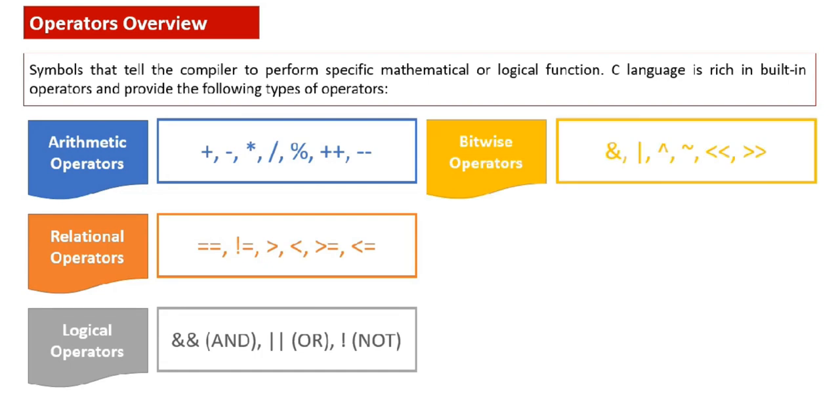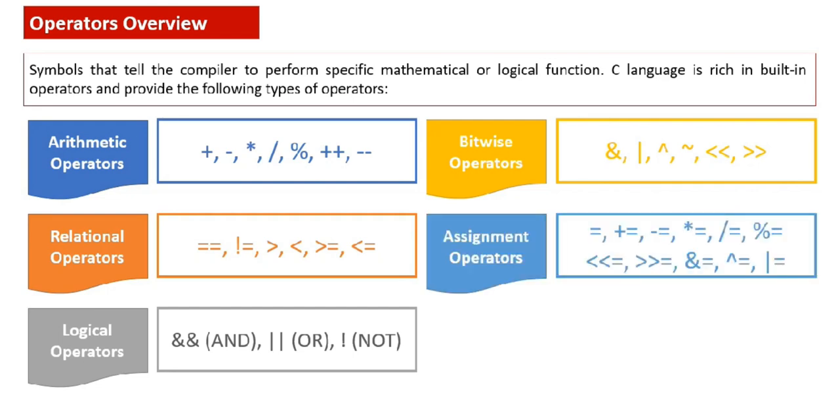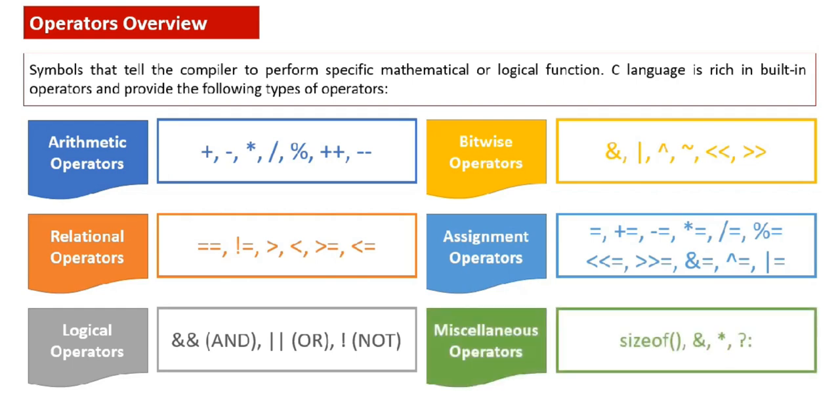Bitwise operators: ANDing, ORing, XORing, complementing, left shift, right shift. Assignment operators: equal to, plus equal to, minus equal to, multiplication equal to, division equal to, modulus equal to. Similarly, left shift equal to, right shift equal to, ANDing equal to, XORing equal to, ORing equal to. And the last one is miscellaneous operators: sizeof, ampersand, pointers, and conditional statement. Now let's discuss these operators one by one and understand with the help of examples.